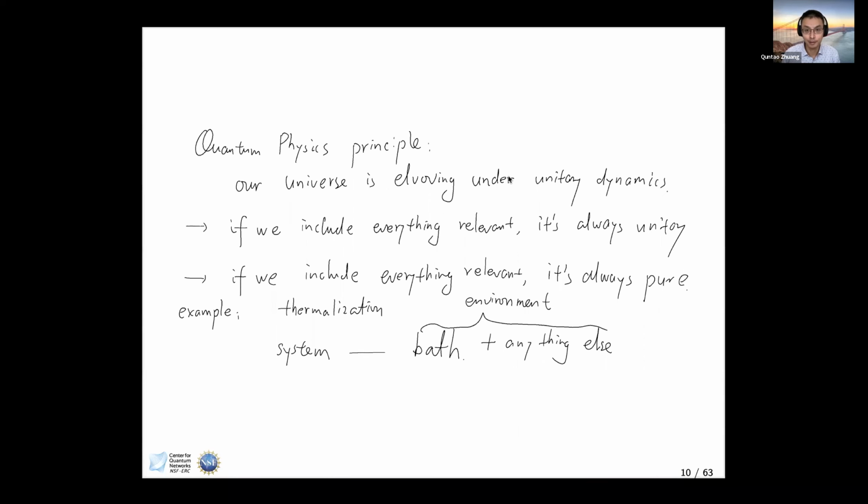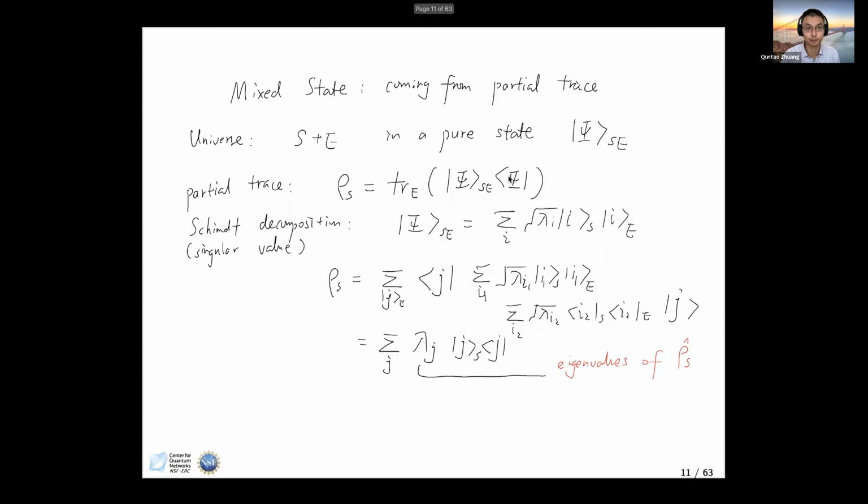I will comment that measurement is probably the only caveat. When we describe measurements, there are different ways of interpreting it. But if you don't know the measurement result, then the overall picture of measurement can still be described by a unitary process. In more detail, mixed states come from this partial trace process, or in other physical words, from looking at a smaller system in a big system.